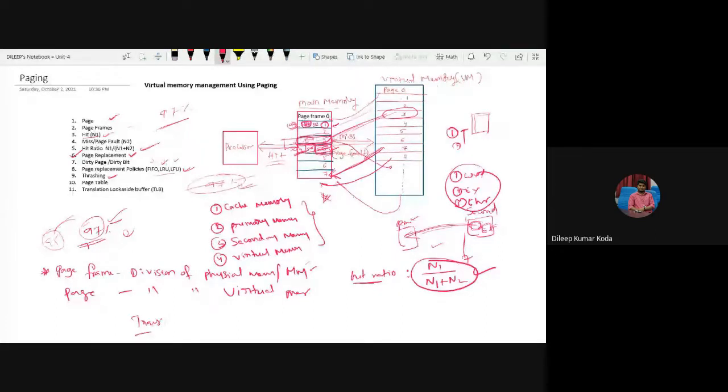Translation. Translation means converting the virtual address into physical address is called translation. Address translation. Address translation means converting the virtual address to the physical address is known as address translation.